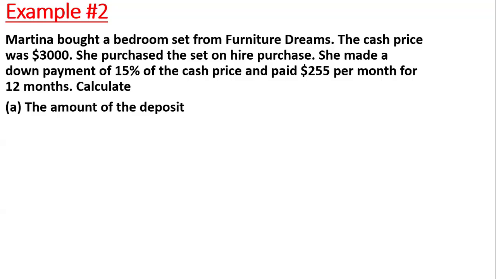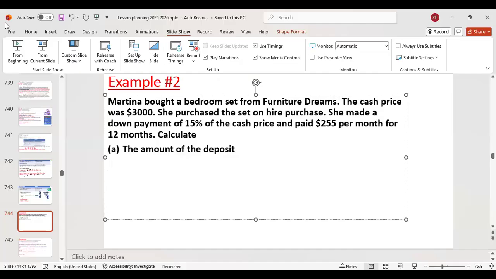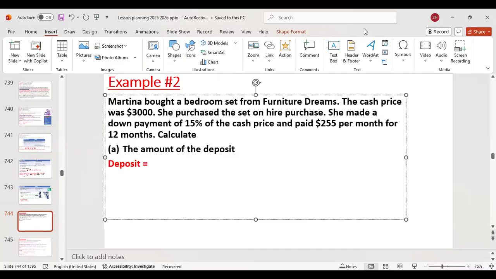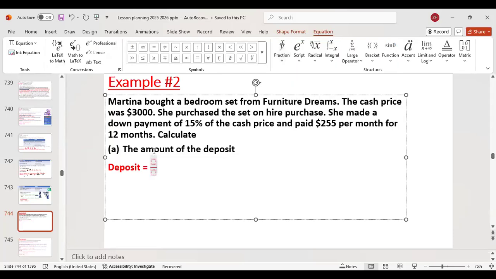What are we going to do? You want to put 15 over 100, and 3,000 over 1. Very good. So the deposit is going to be 15 over 100 multiplied by 3,000 over 1. Very good, multiplied by 3,000.